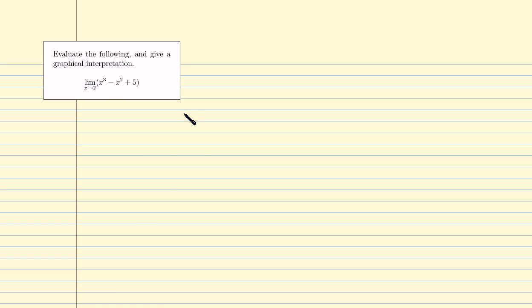Okay, so for this problem, we need to evaluate this limit right here and give a graphical interpretation for that limit. Alright, so let's go ahead and write this down. The limit as x approaches 2 of x cubed minus x squared plus 5. Okay, that polynomial right there.